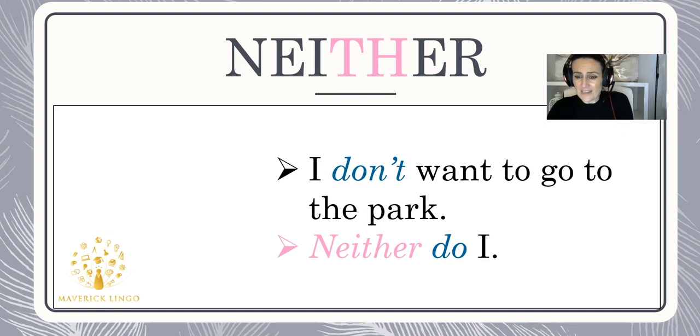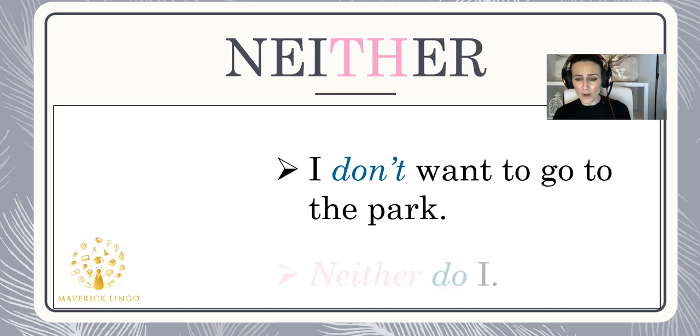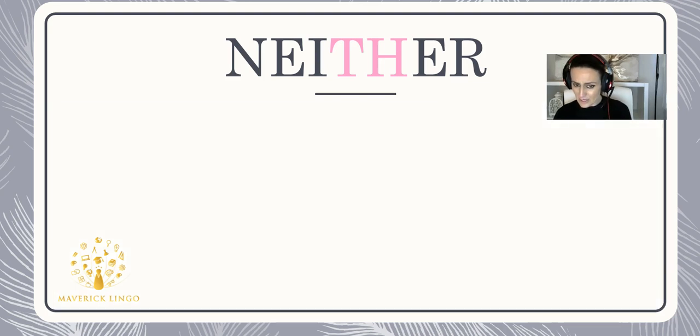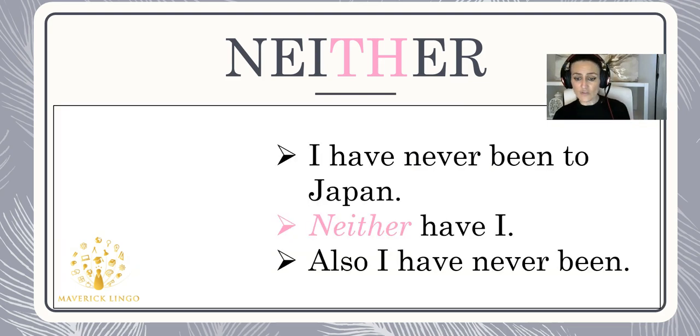It's wrong to say neither have I, neither go I. No, no, no. Neither do I. What you're really saying is, I don't want to go to the park. Also, I don't want to go to the park. That's exactly what you're saying. Same thing here. I have never been to Japan. Neither have I. When you tell me neither have I, you're basically telling me also I have never been.